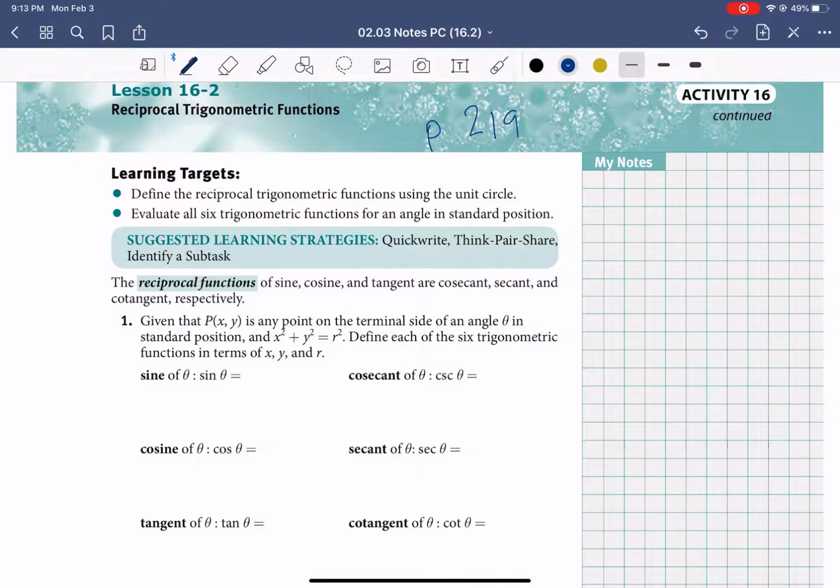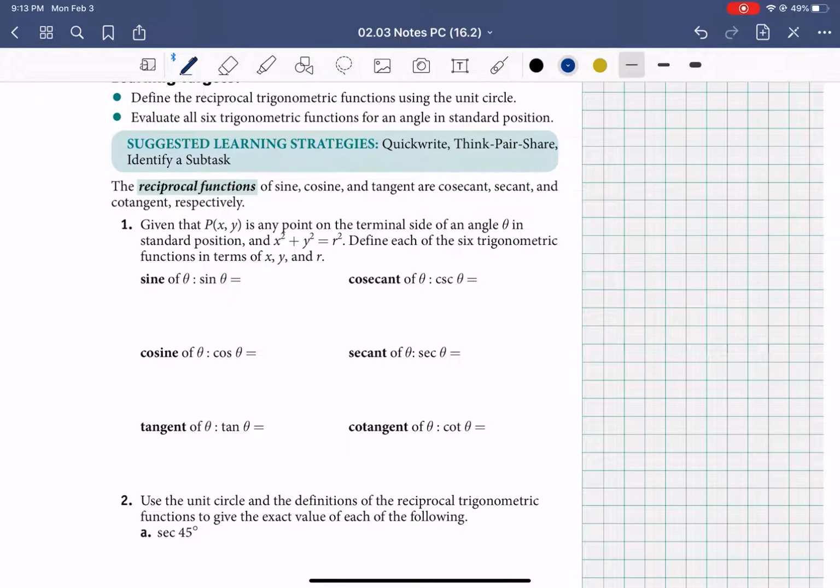So today we're going to learn about what's called the reciprocal functions. You might have covered this in Algebra 2. You probably did, but you just don't remember it. The reciprocal functions are named that because reciprocal, remember, means to switch the places of the denominator and the numerator.